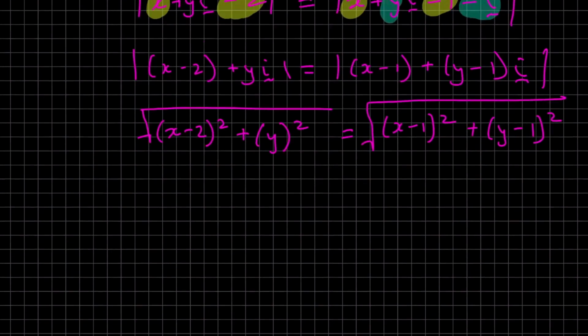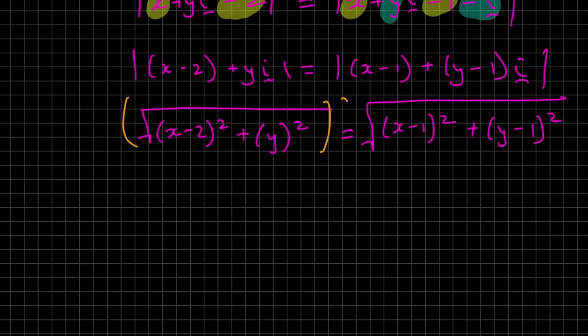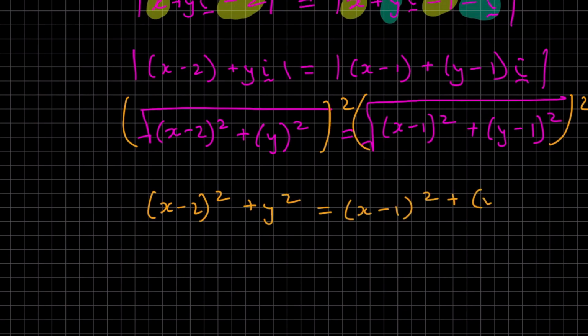Again, we are just going to be using simple algebra to simplify this equation down. So we can square both sides to get rid of the square roots, leaving us with x minus 2 squared plus y squared equals x minus 1 squared plus y minus 1 squared. Now we will have to expand both sides of this equation and then group terms to simplify. So let's quickly do this now.